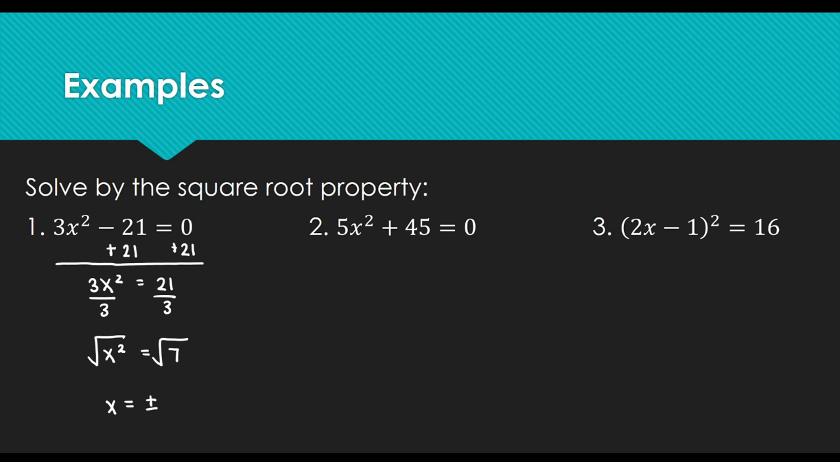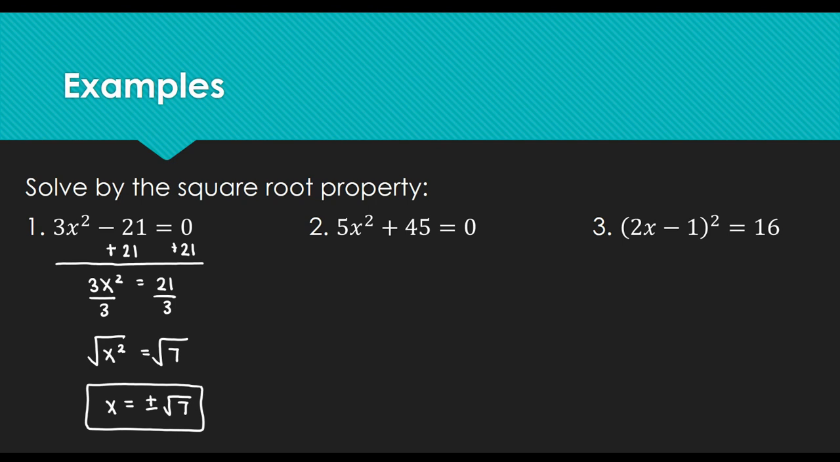Anytime I take the square root in an equation, I get two solutions, both positive and negative. Square root of 7 is not a perfect square. You're not going to be able to break it down any further. So positive and negative square root of 7 would be my solutions.